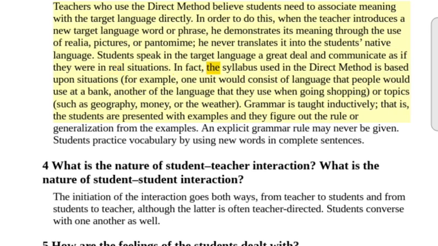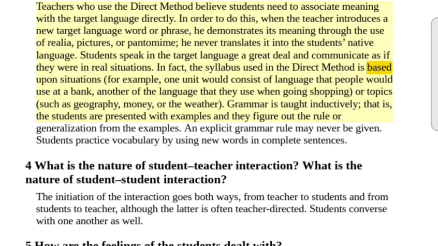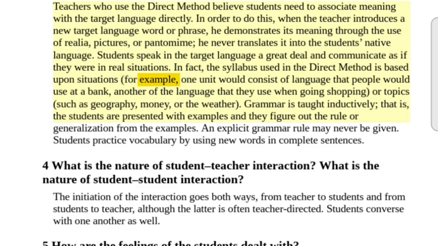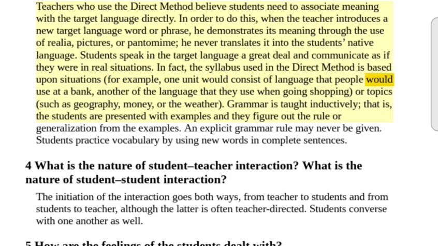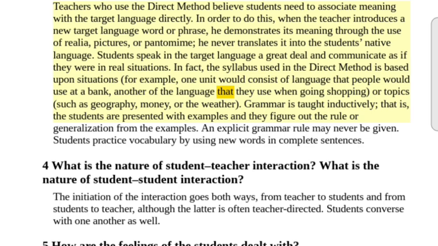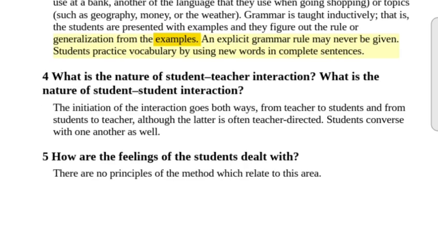In fact, the syllabus used in the direct method is based upon situations. For example, one unit would consist of language that people would use at a bank, another of the language that they use when going shopping, or topics such as geography, money, or the weather. Grammar is taught inductively, that is, the students are presented with examples and they figure out the rule or generalization from the examples. An explicit grammar rule may never be given. Students practice vocabulary by using new words in complete sentences.